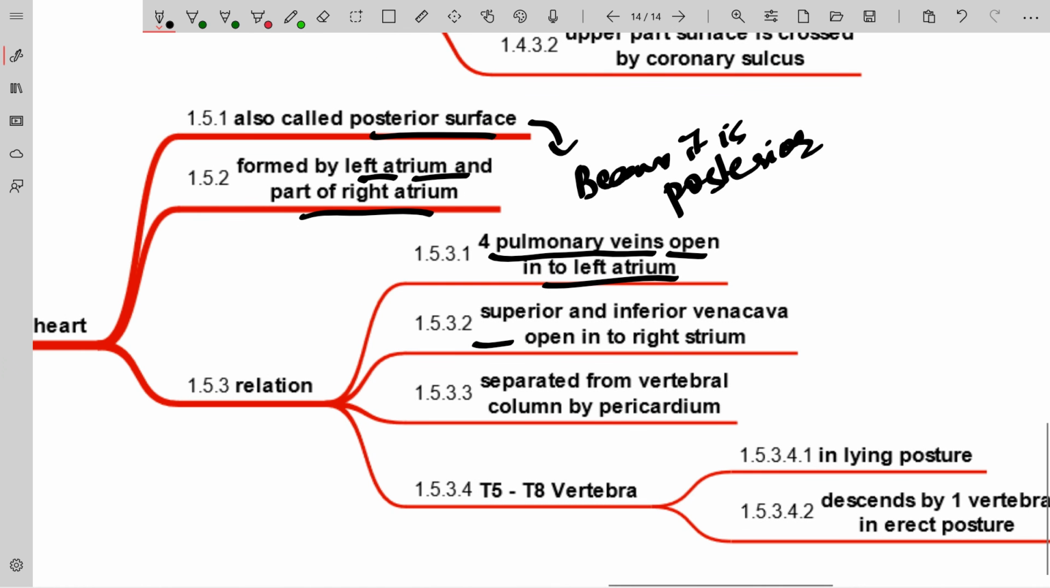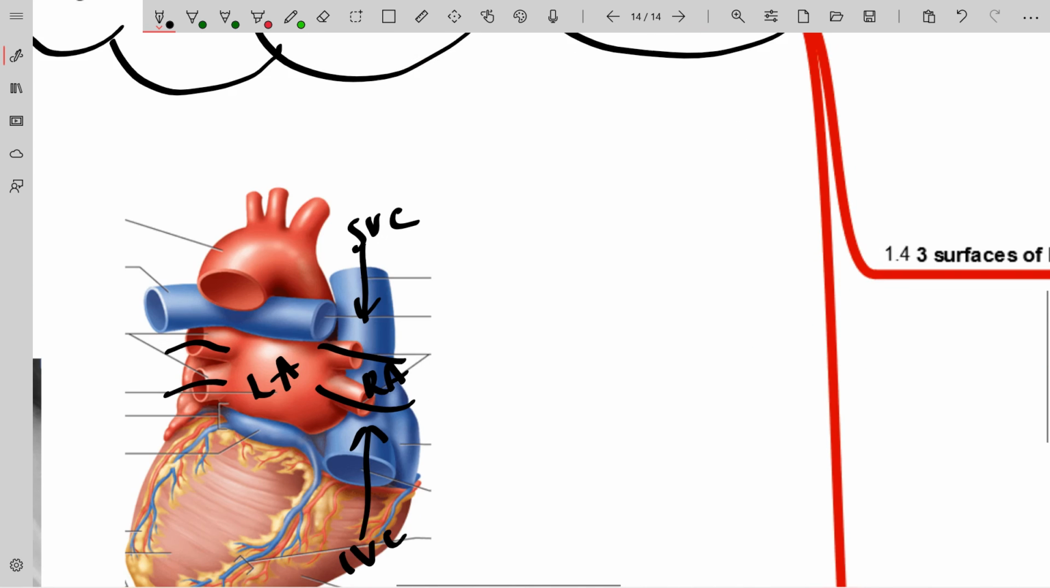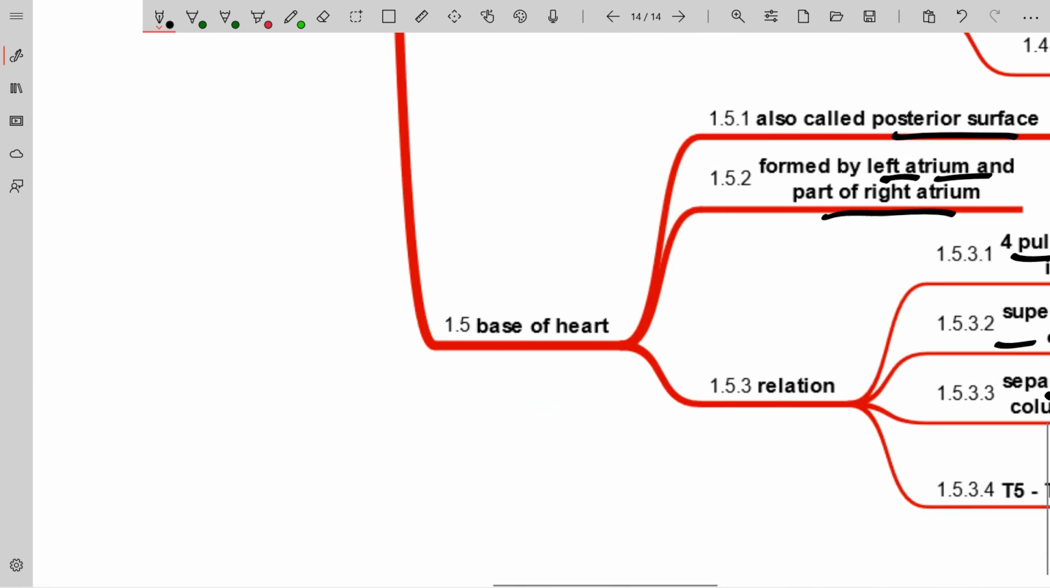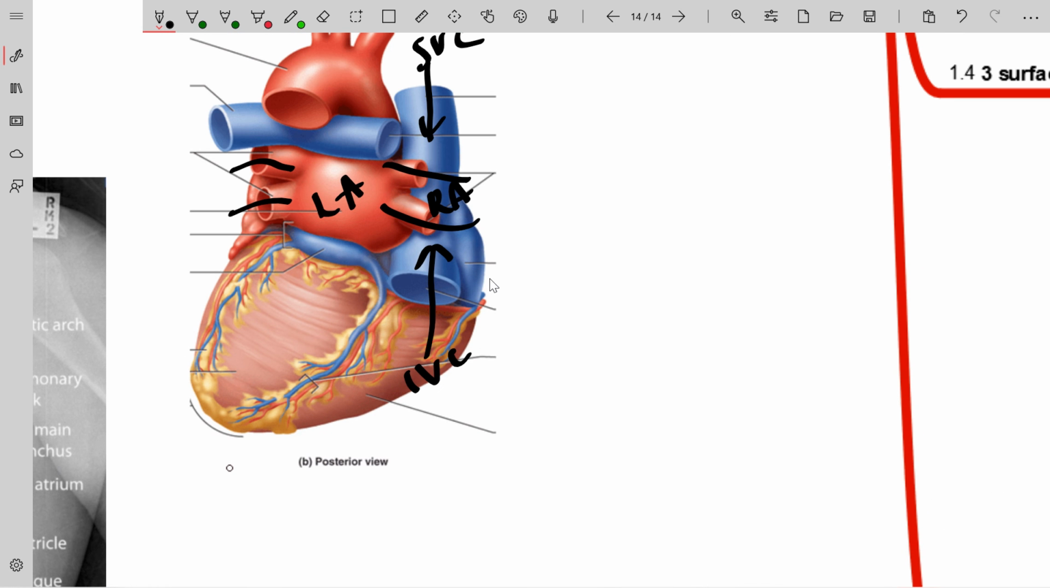It is separated from the vertebral column by pericardium. It is present from T5 to T8 vertebra.